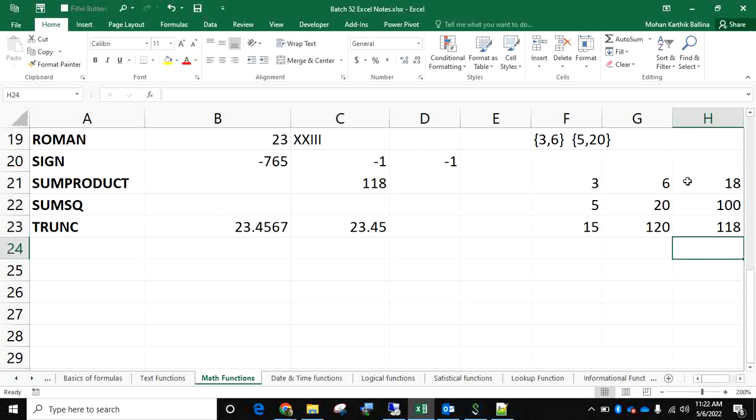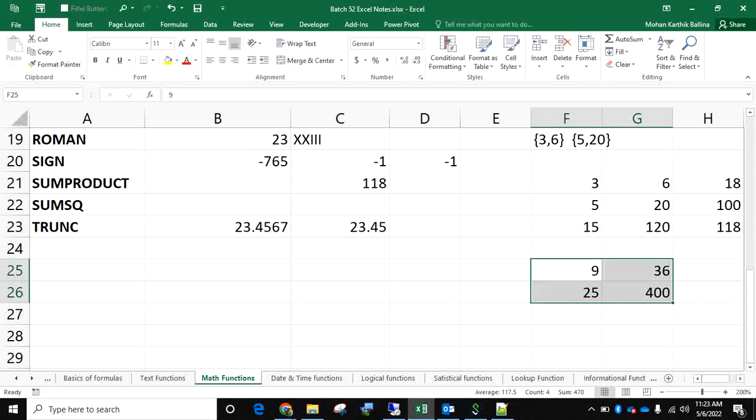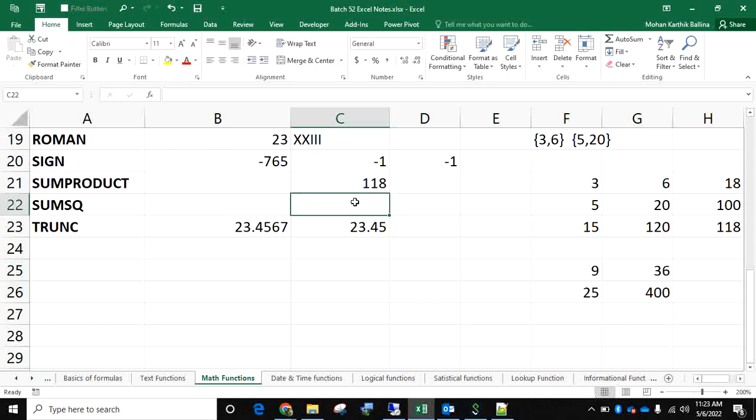If you remember SUMPRODUCT, what it does: first it will do the multiplication, then the sum. Take SUMSQ: first all the squares are done, then the sum is calculated. For example, 3 squared is 9, 6 squared is 36, 5 squared is 25, 20 squared is 400, sum 470. We'll see SUMSQ.